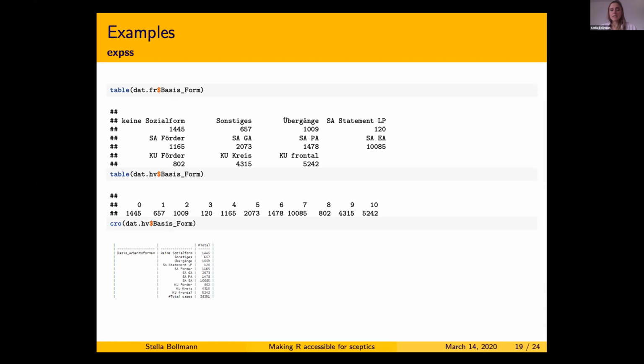The thing is, this doesn't really work anymore with Haven labels because it doesn't use the labels for the table. So we just get the numbers and the frequency. And this is why we have this other package, expss, which you can see at the top of the slide. Here you have a function, cro, which stands for cross table. You can use this for the Haven label, and it gives you a really nice print of the table of your variable.